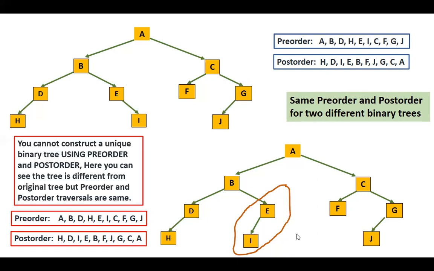Fine. So you cannot construct a unique binary tree using pre-order and post-order traversals. Here you can see the tree is different. This is the original tree, and this is the tree constructed using pre-order and post-order traversals. Fine. I hope the concept is clear. Why pre-order and post-order cannot give you the unique binary tree, but you can get it using in-order and pre-order, in-order and post-order.